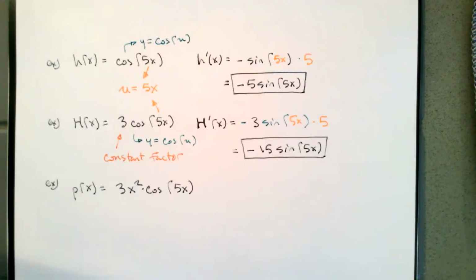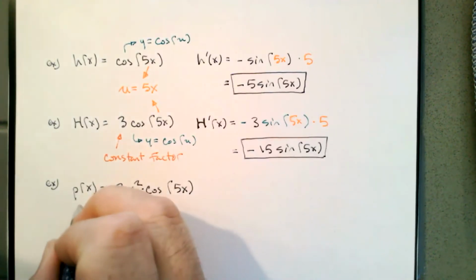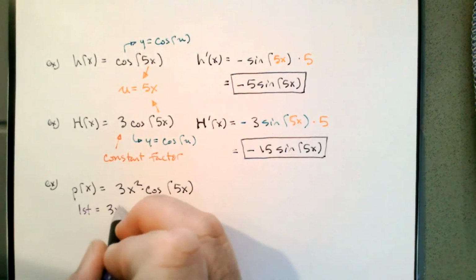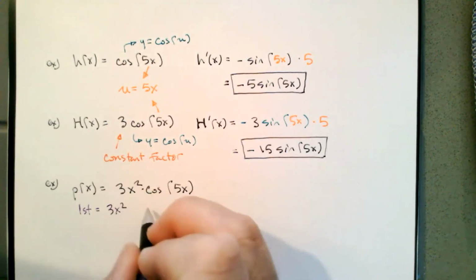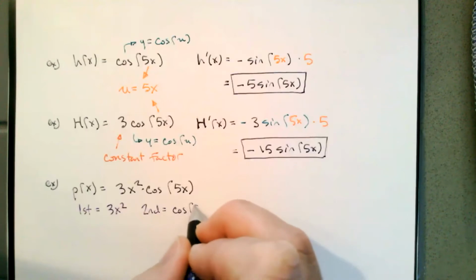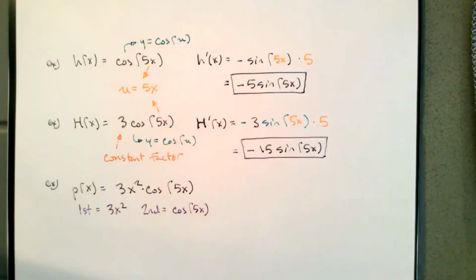So our first function is 3x squared, and our second will be cosine of 5x. Now we need the derivative of the first.